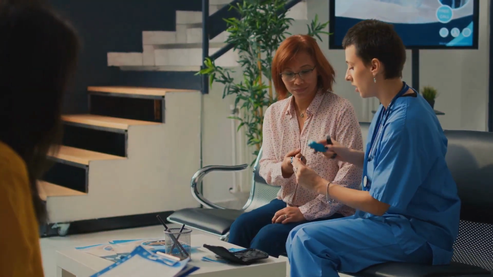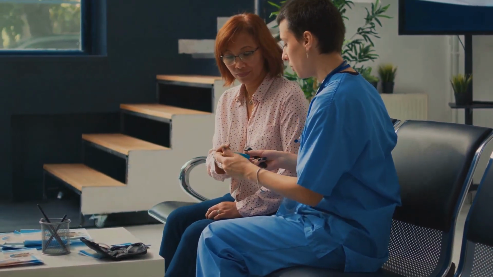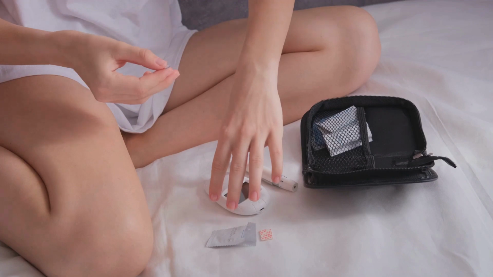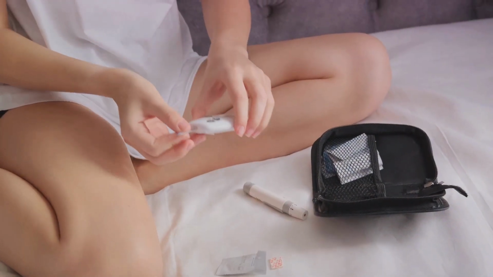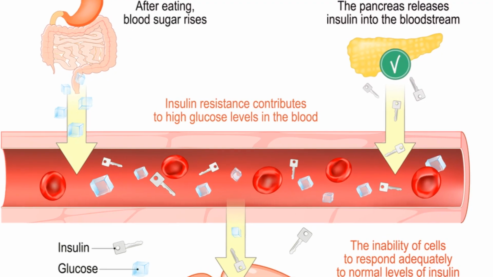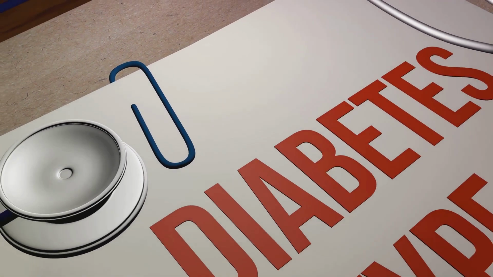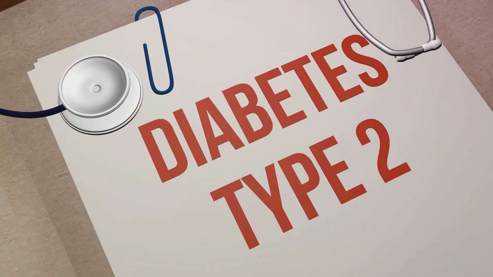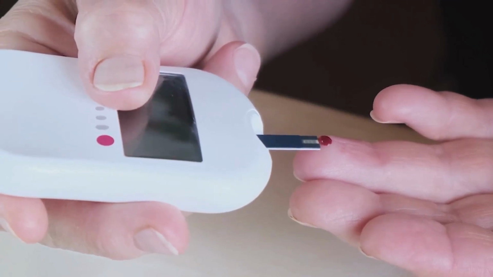Now, when we talk about diabetes, it's crucial to understand that there are two main types, type 1 and type 2. Type 1 diabetes is often diagnosed in childhood and is a condition where the body can't produce insulin. Type 2 diabetes, on the other hand, is more common in adults and occurs when the body becomes resistant to insulin or can't produce enough. Both these types might seem similar, but they have different causes and effects on the body.